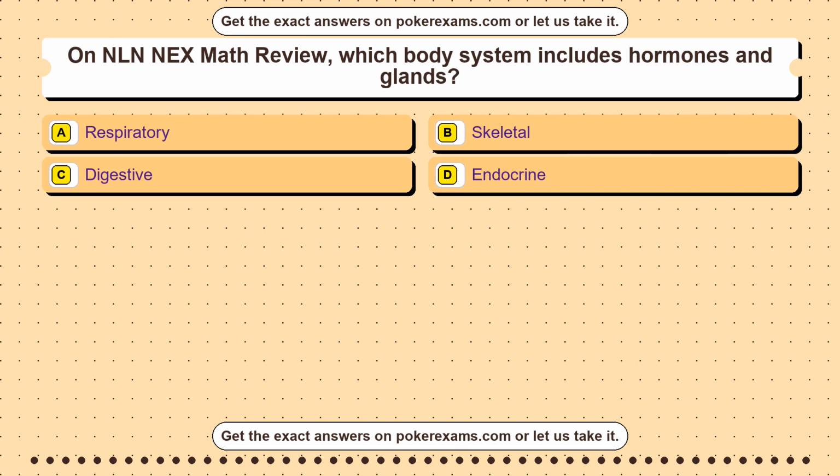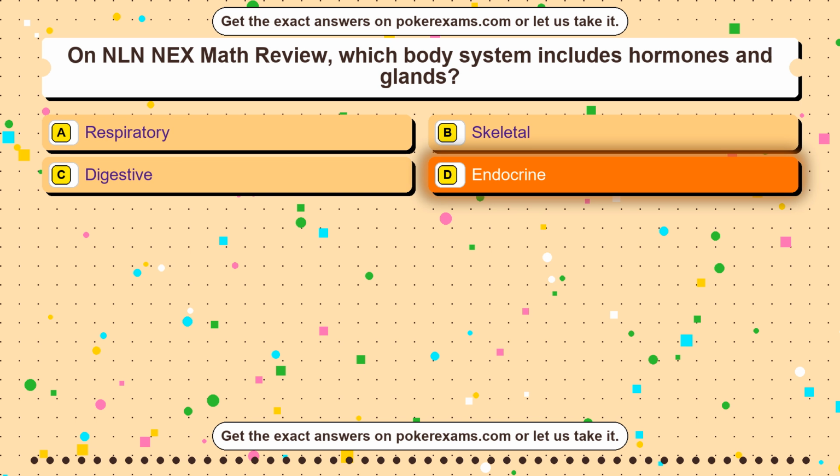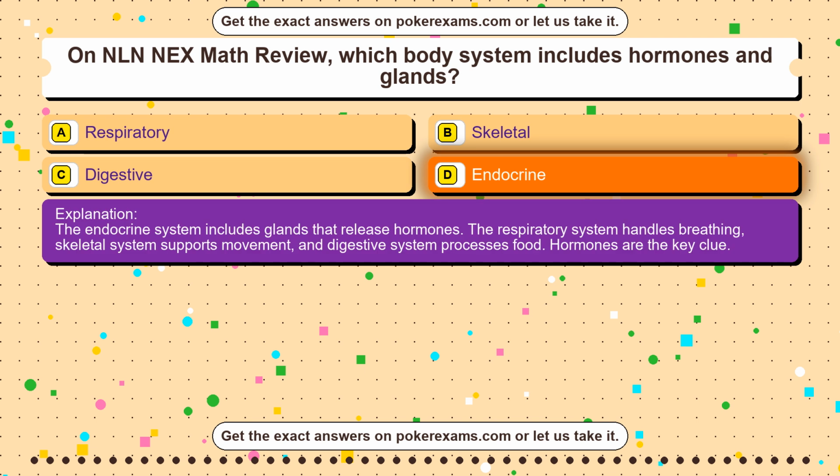Question 14. On NLN NEX Math review, which body system includes hormones and glands? Option A respiratory. Option B skeletal. Option C digestive. Option D endocrine. The correct answer is option D. Endocrine. The endocrine system includes glands that release hormones. The respiratory system handles breathing, skeletal system supports movement, and digestive system processes food. Hormones are the key clue.